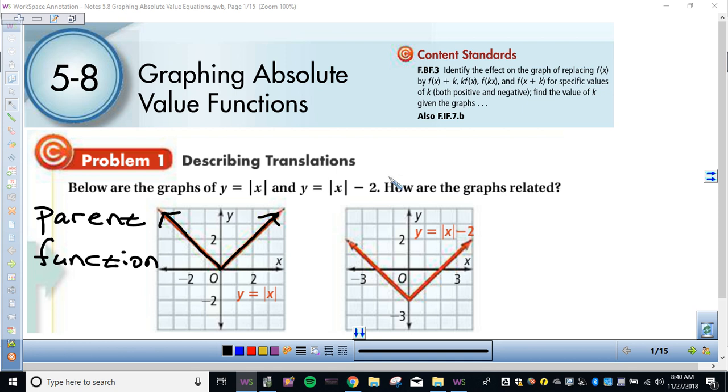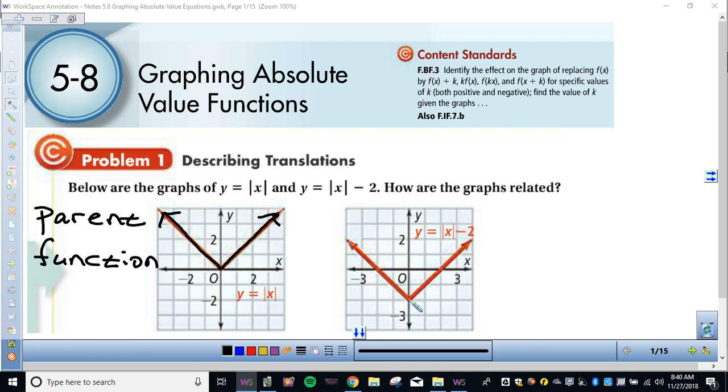So in your notes, you're drawing the parent function. This is called the parent function, absolute value of x, because it starts at 0, 0. If we subtract 2, like we did here, it just takes the absolute value function from 0, 0 and moves it down 2 spaces. Okay? Moves it down 2 spaces.